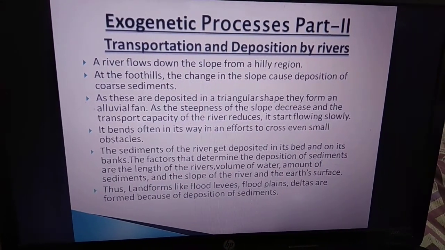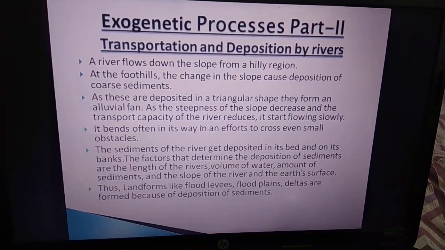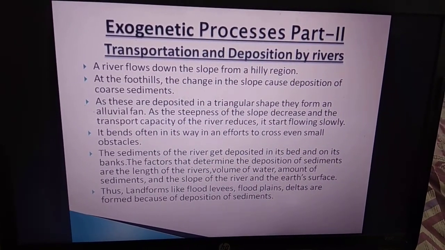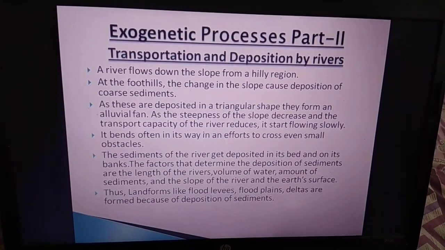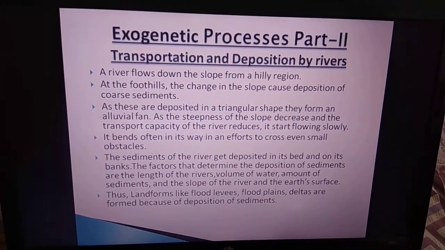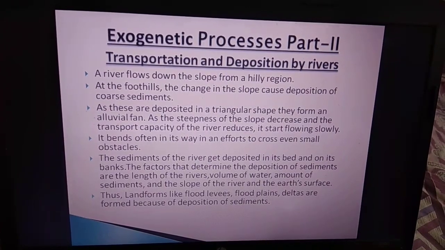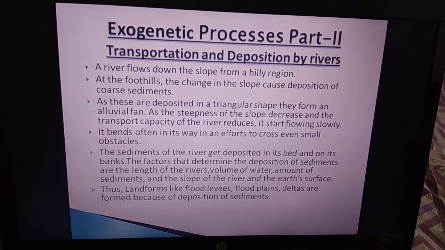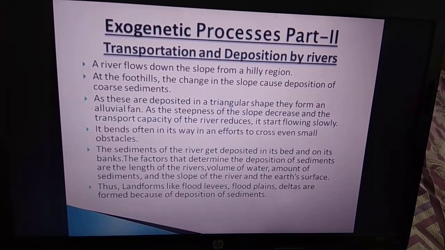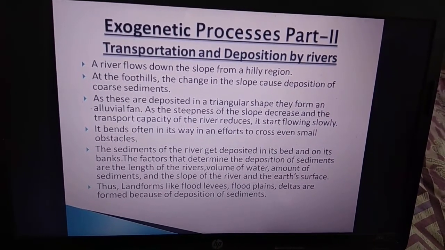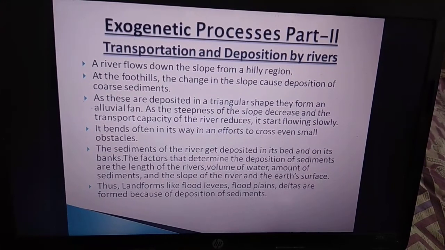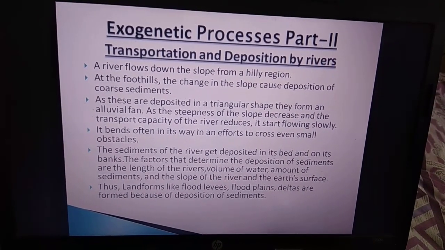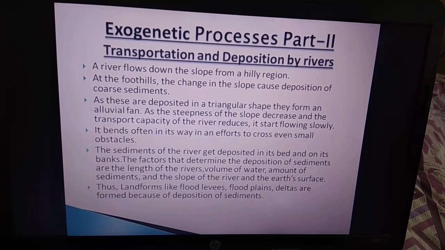Now our next topic is the transportation and deposition by river. First point, a river flows down the slope from a hilly region. Second point, at the foothill the change in the slope causes deposition of coarse sediment. Third point, as these are deposited in a triangular shape, they form an alluvial fan. As the steepness of the slope decreases and the transport capacity of the river reduces, it starts flowing slowly.